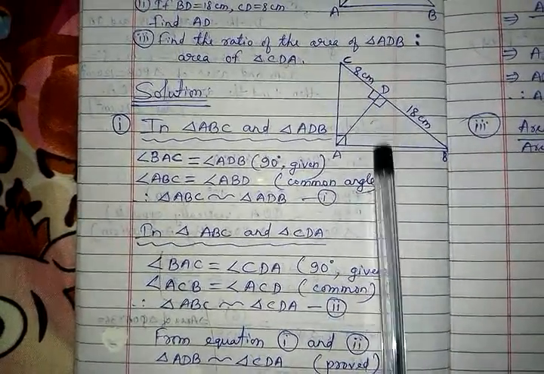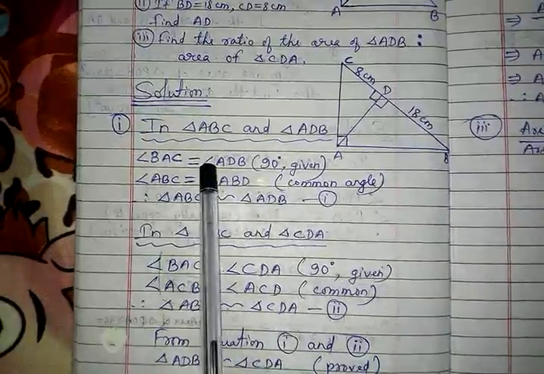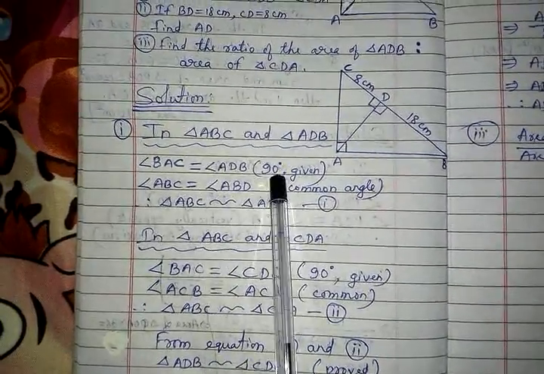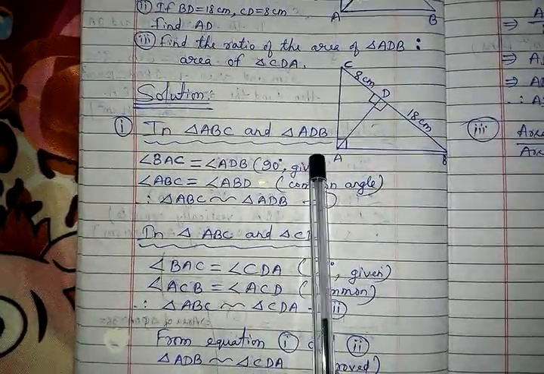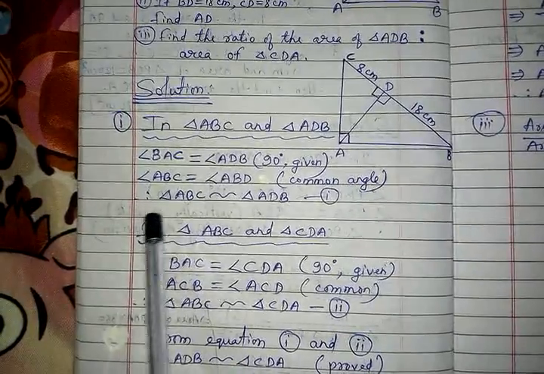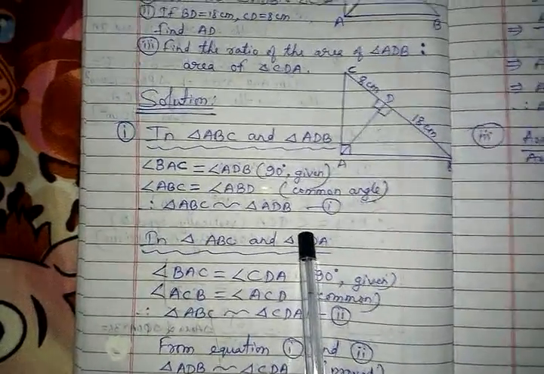So common angle, that means if we could prove that the two angles are equal between these two triangles, then we can say these two triangles are similar to each other. That is what we have been learning.